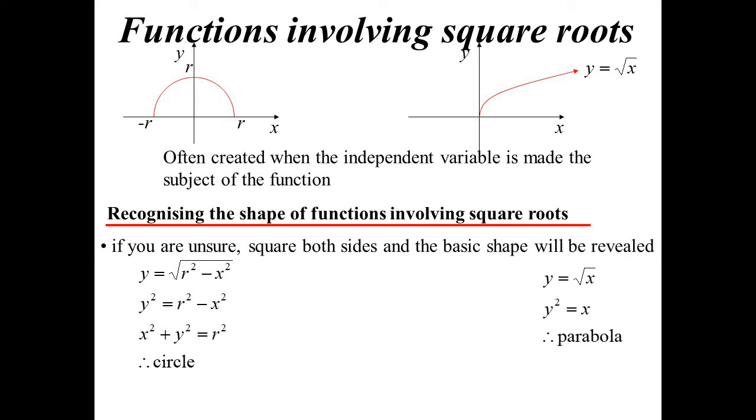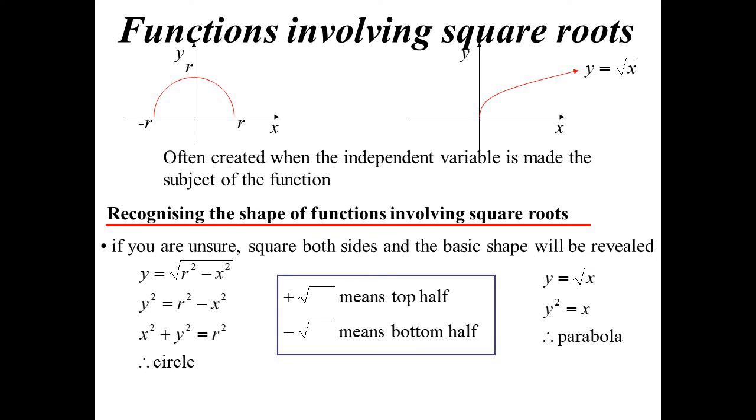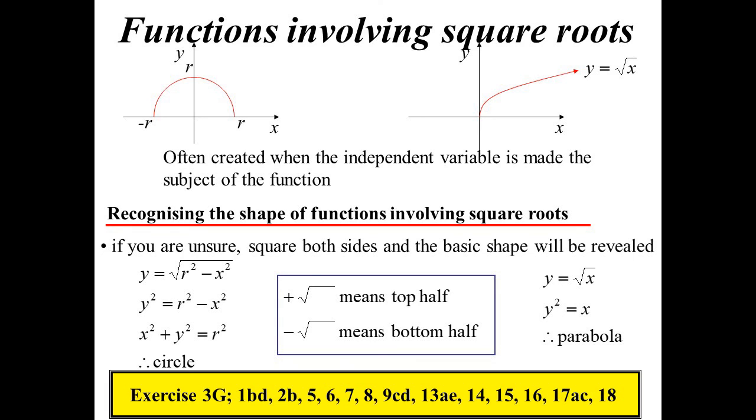And so similar with our y equals root x, if I didn't recognise it, square both sides, we get y squared equals x, and we recognise that to be a quadratic, so I know it's going to be a parabola. That's it. Positive square root is the top half, negative square root is the bottom half of our shape.